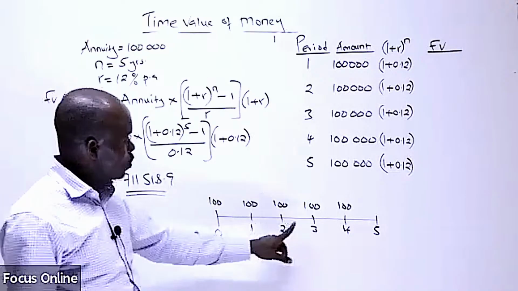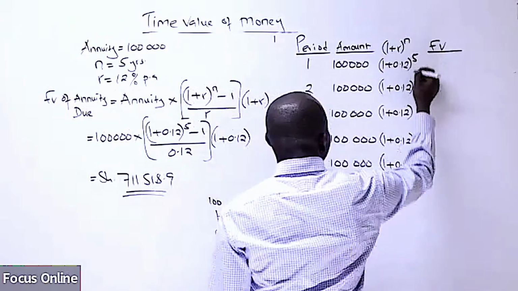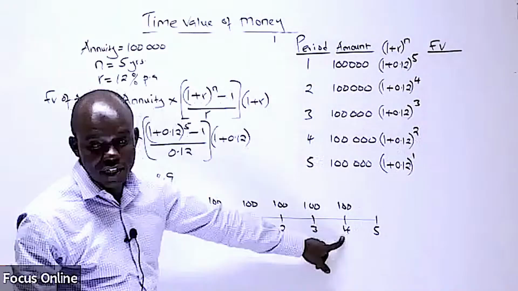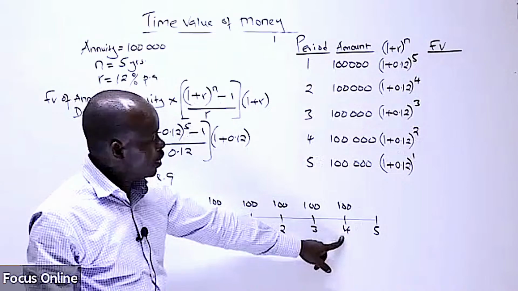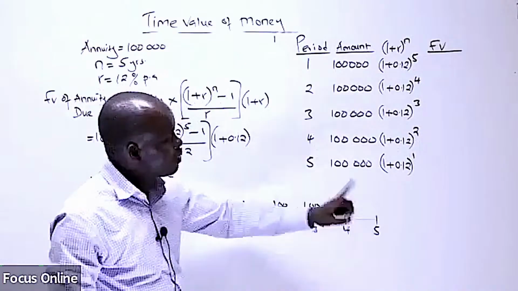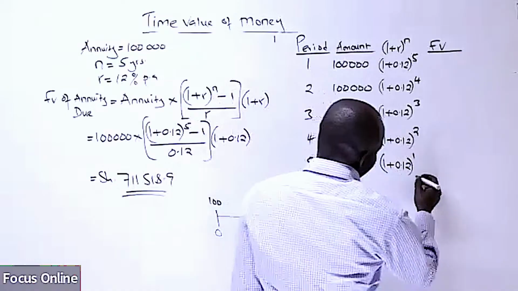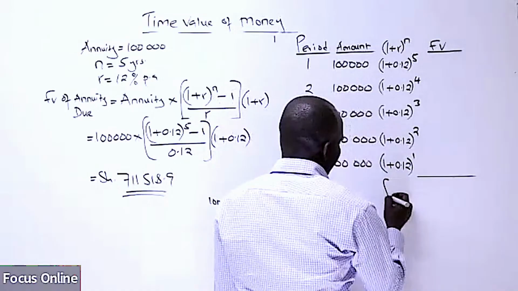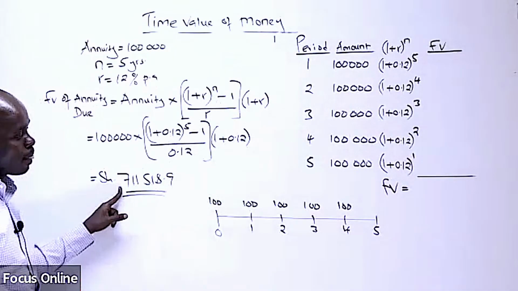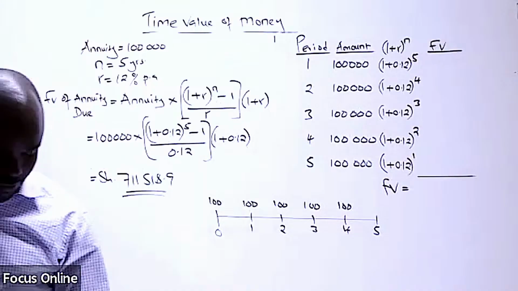1, 2, 3, 4, 5. So you say power 5. The other one is power 4, power 3, power 2, and power 1. The last one that we are investing at the beginning of year 5 will also earn interest during year 5. So at the end of year 5, it will have earned once. That is why we are saying power 1. If you do the future value here, you're supposed to get almost the same answer as what you're getting here. So just check whether you're getting the same.